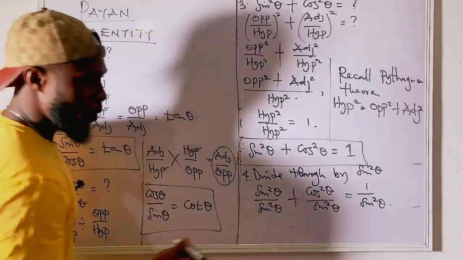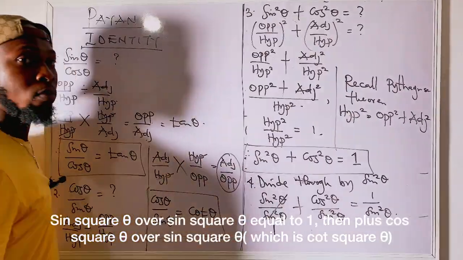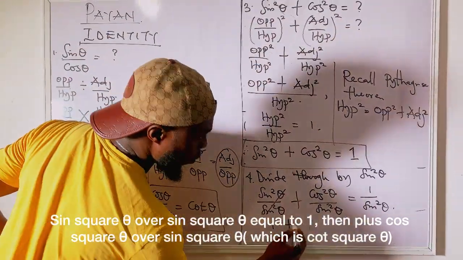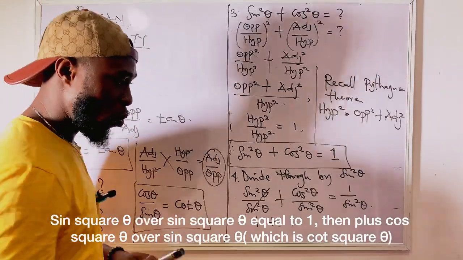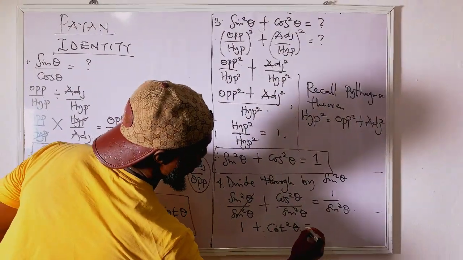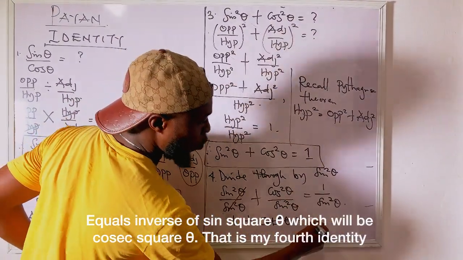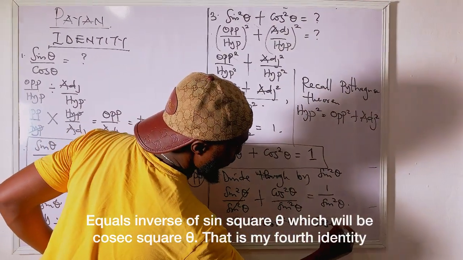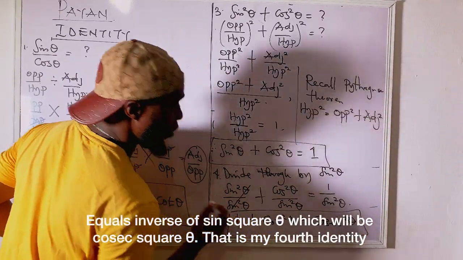Let's continue. Sine square theta over sine square theta equals 1. Then plus cos square theta over sine square theta, which is cot square theta. And the inverse of sine, remember, is cosec, so 1 over sine square theta is cosec square theta. That is my number 4 identity.